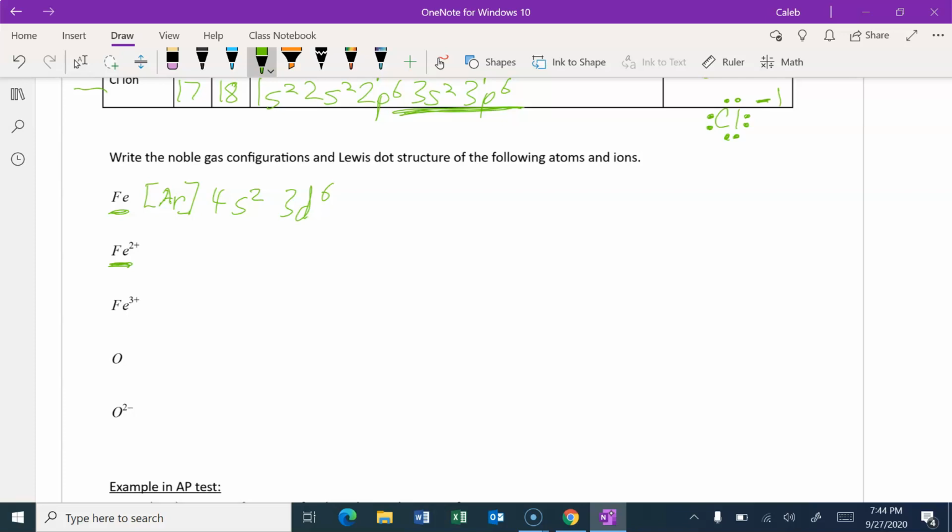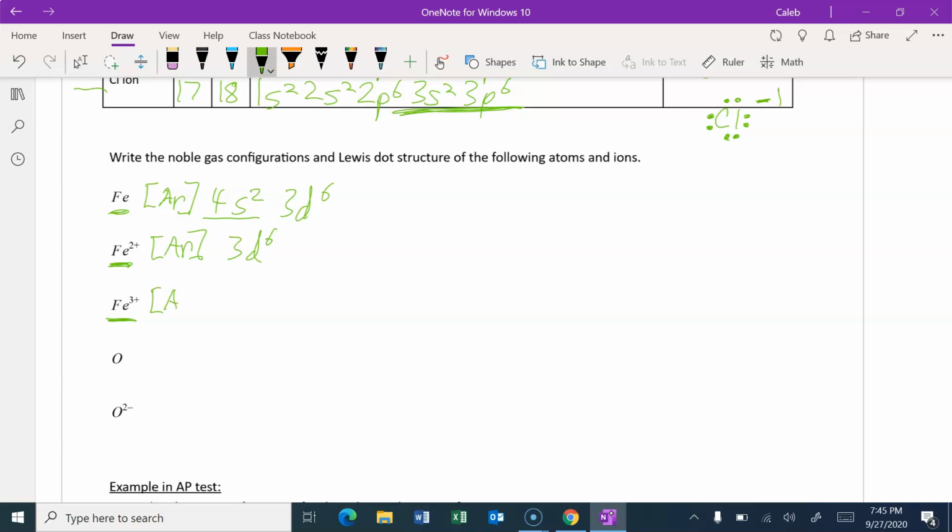So I'm going to lose 2 electrons from, this is kind of tricky, watch out for this, I'm going to lose 2 electrons from the highest energy level. That can be kind of tricky. Ar, and then I'm going to lose electrons from here because that's my highest energy level. It's just going to be Ar 3d6. Okay, Fe3 plus.